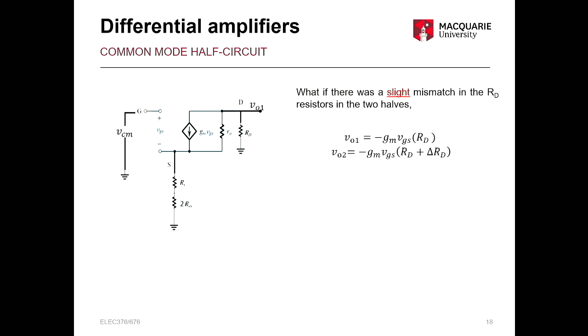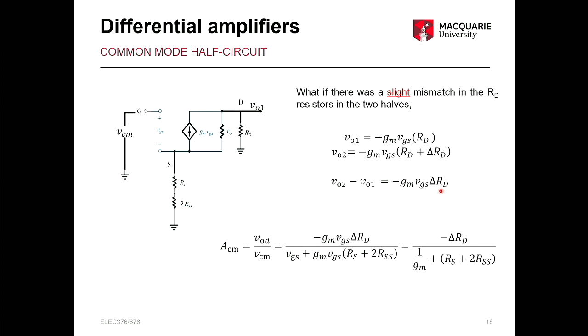So if we look at that case where RD is not matched, then we have basically two circuits. One where the V out is as before, minus GM, VGS, RD. And the other one where we have RD plus some change, some delta RD. That's the difference between the two resistors. Of course, these are interchangeable. You could have your V out 1 being the delta RD or the V out 2. So now when we subtract one from the other, we no longer have 0 as our result. We have minus GM, VGS, delta RD.